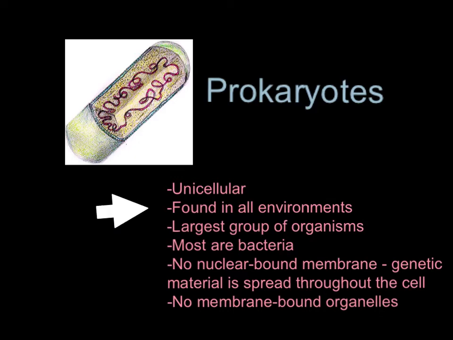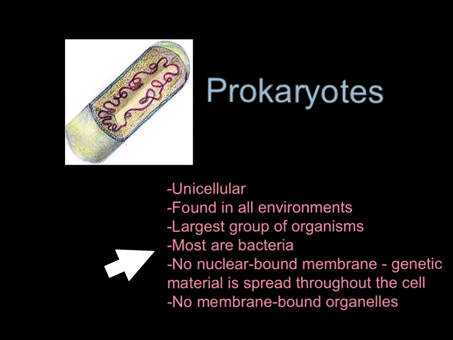Number 1, they are unicellular, which means they're single-celled organisms. They are found in all environments, whether it be land or water or the different types of biomes within the land and water, so deserts and rainforests, they're found all over the place. They're also the largest group of organisms, mostly because most of them are bacteria. Because bacteria is so small, there's high amounts of bacteria.